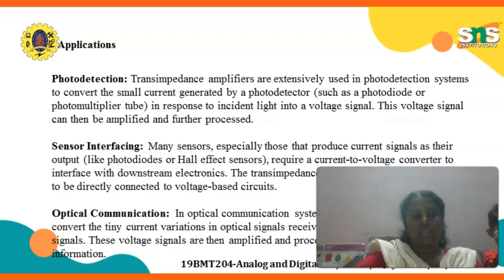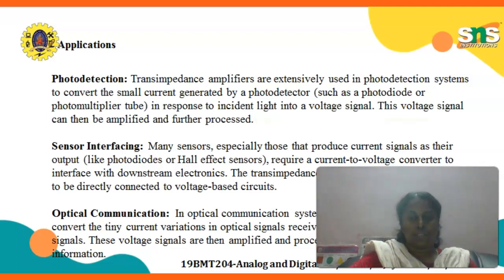Next one, sensor interfacing. The second application is sensor interfacing. Many sensors, especially those that produce current signals as their output, require a current to voltage converter to interface with the downstream electronics. The transimpedance amplifier allows these sensors to be directly connected to voltage based circuits.